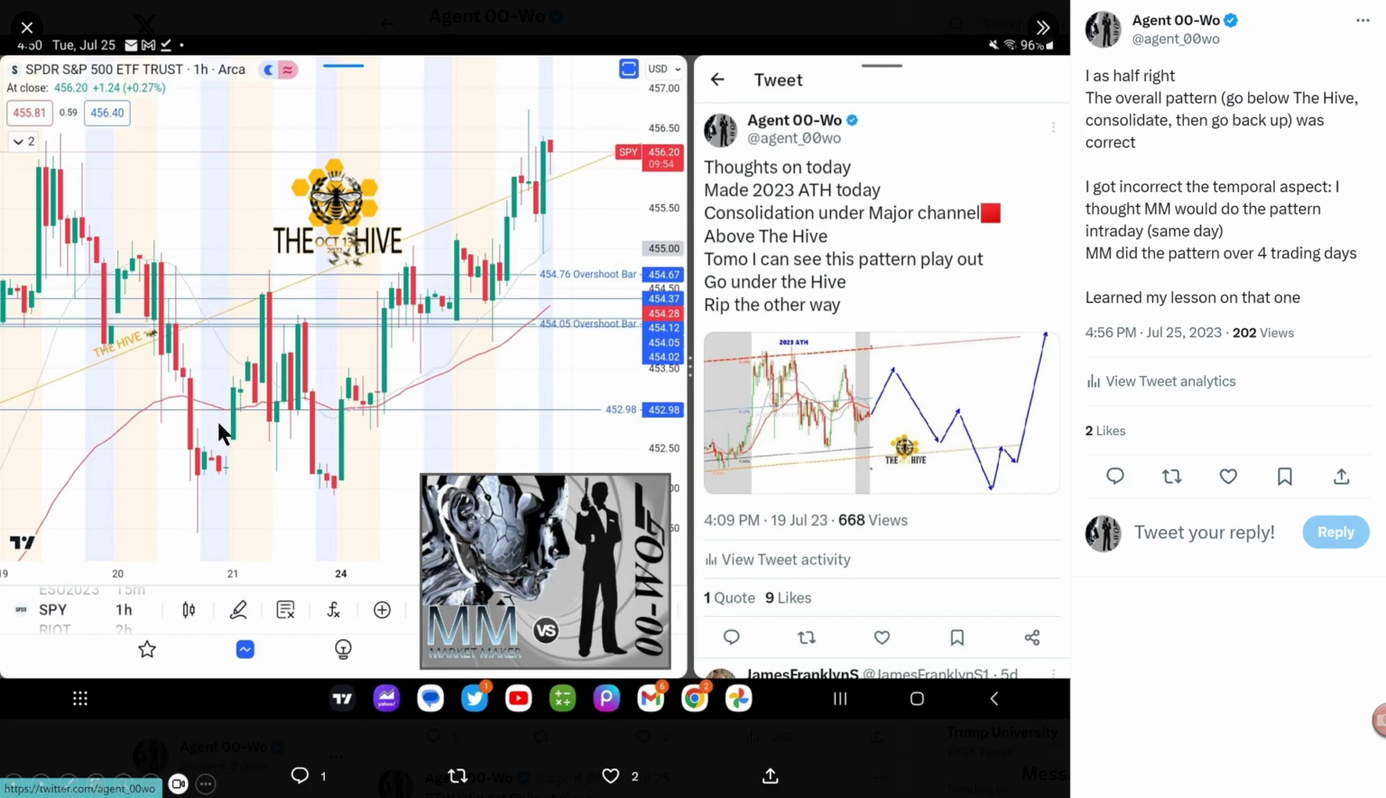That the market maker is crafty. It doesn't have to happen in the same day. But the overall pattern that I drew out here under the high and back up was accurate. The temporal aspect of it, the timing, was not accurate. So that's what I meant when I said I was half right. The overall pattern was accurate, but the time that it took the market maker to do all this was not accurate. All right?